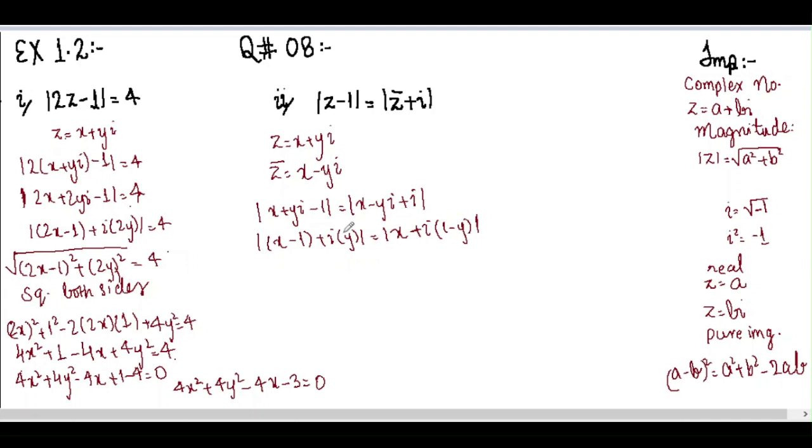Now this means that we have to find the magnitude, and magnitude equals square root of real part square plus imaginary part square. So we are going to write it over here. Square root of real part x minus 1 whole square plus y square equals square root of x square, x is the real part, whole square plus imaginary part square. Imaginary part is 1 minus y, so 1 minus y square within the square root. Now we are going to square both sides.